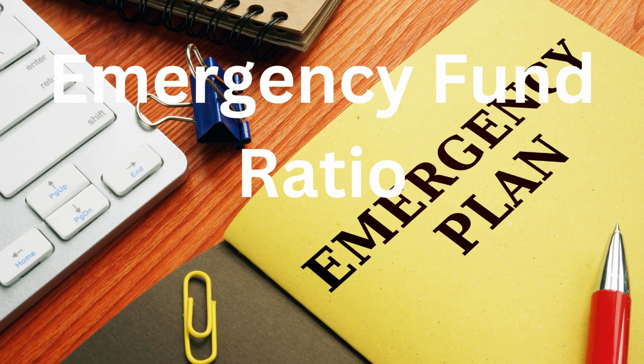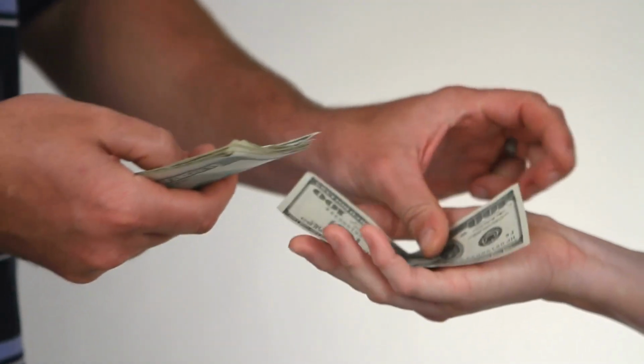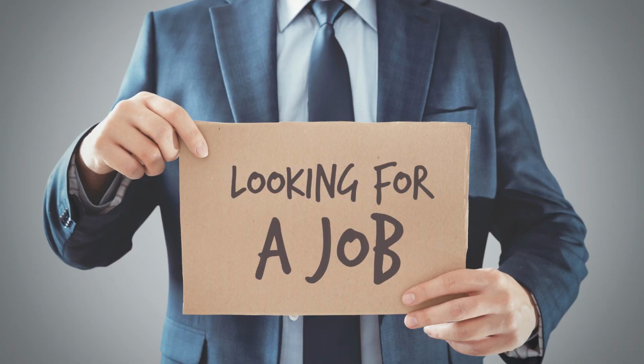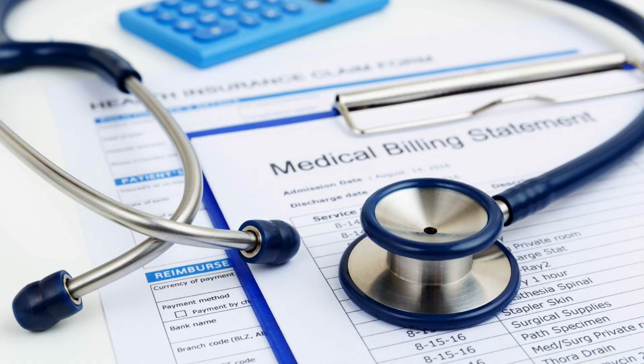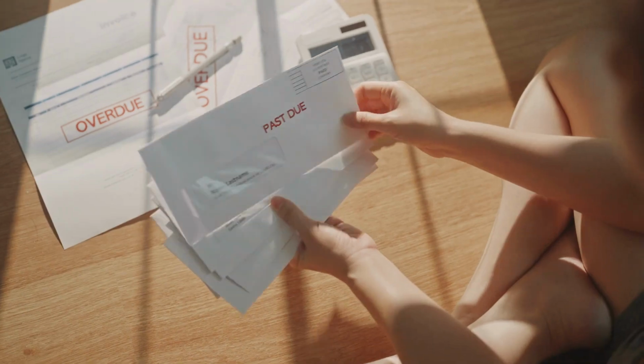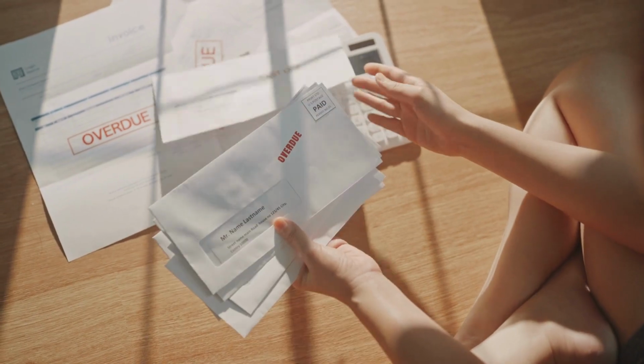Emergency fund ratio. An emergency fund is the cash you keep on hand to pay for unexpected expenses, such as a job loss, a large medical bill, or a roof repair. This fund acts as a safety net so you don't have to go into debt.